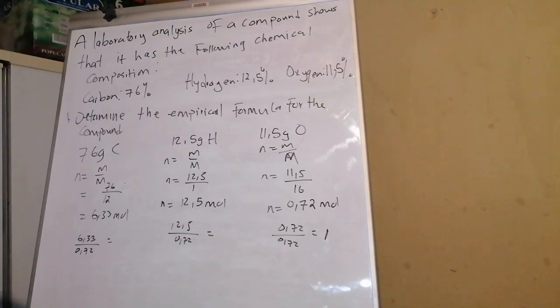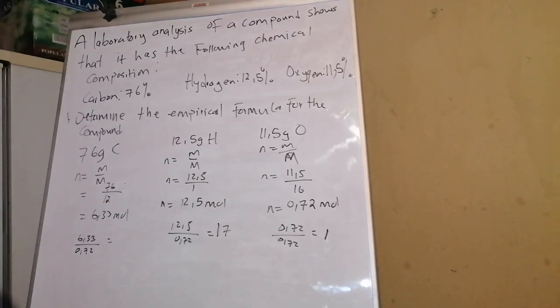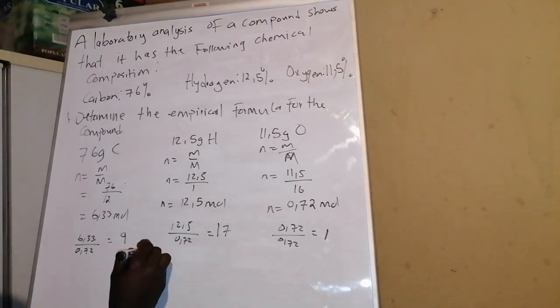Then here just use your calculator, saying 12.5 divided by 0.72, you will get 17. Then remember your answers, you must not put them in decimal form. Now 6.33 divided by 0.72, then our answer here is 9.